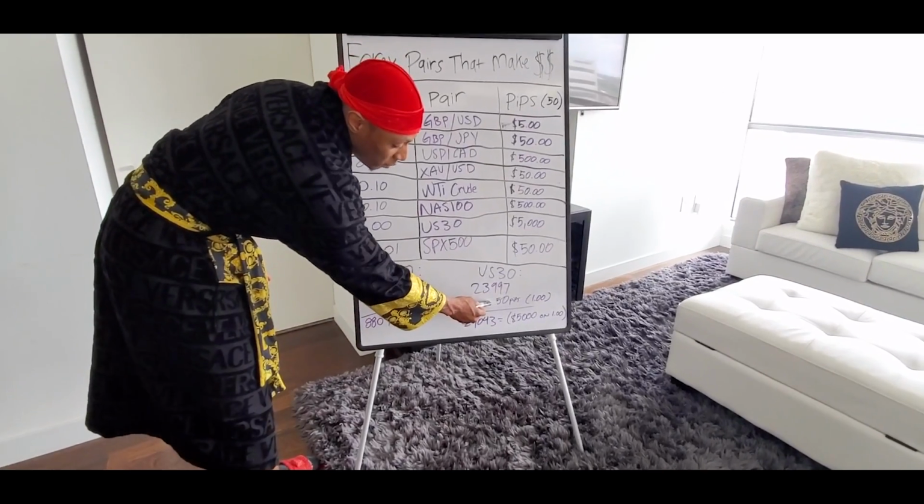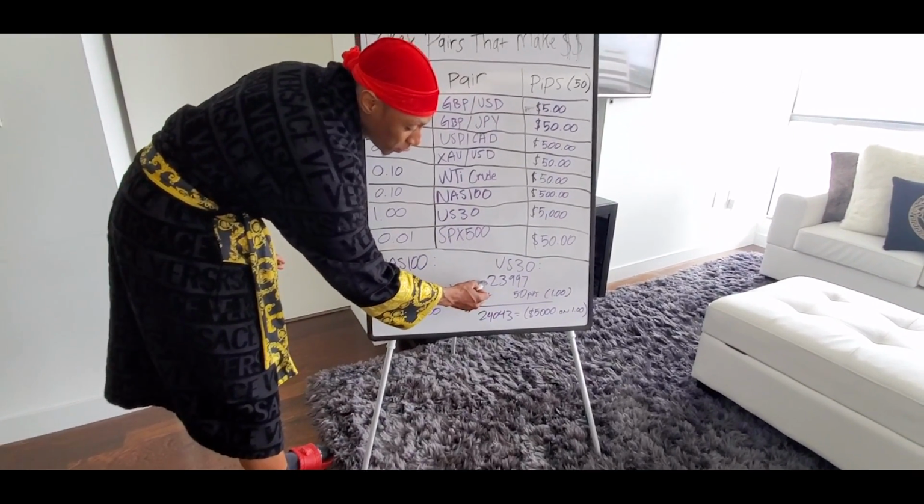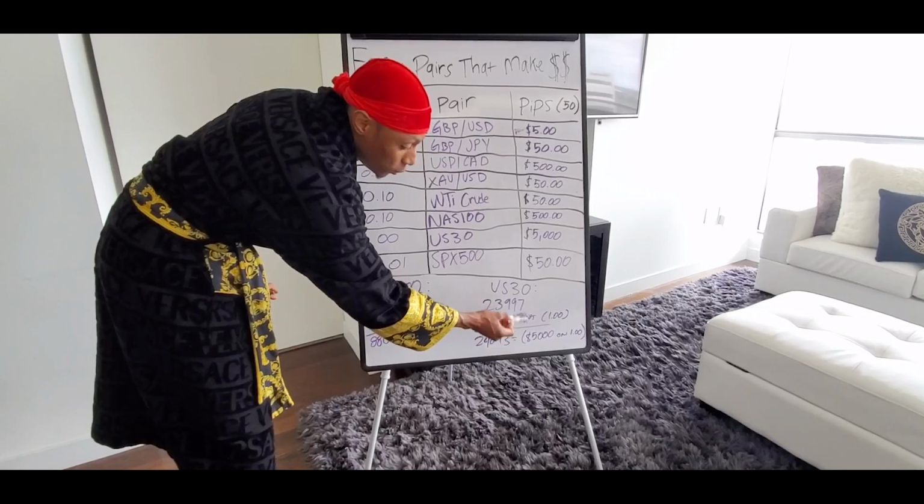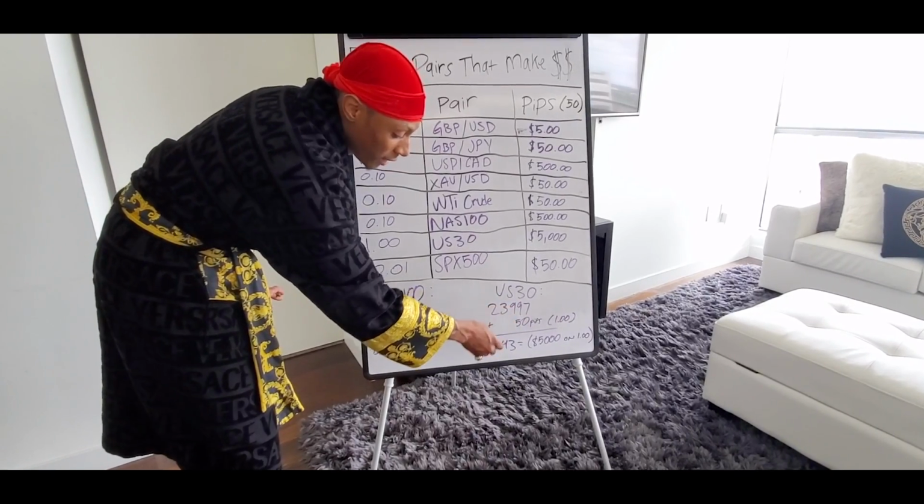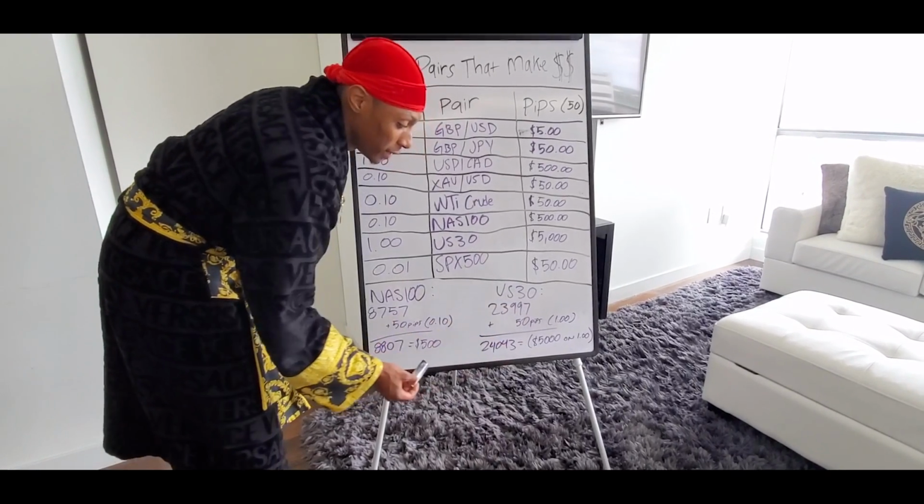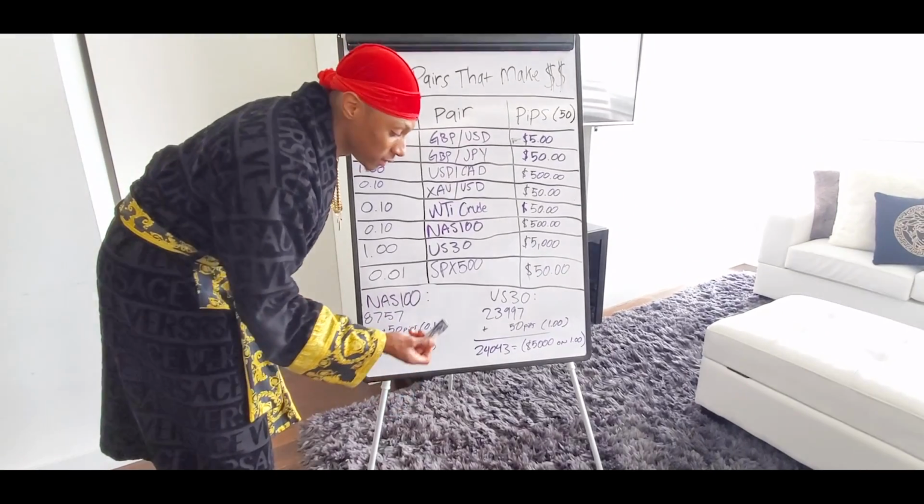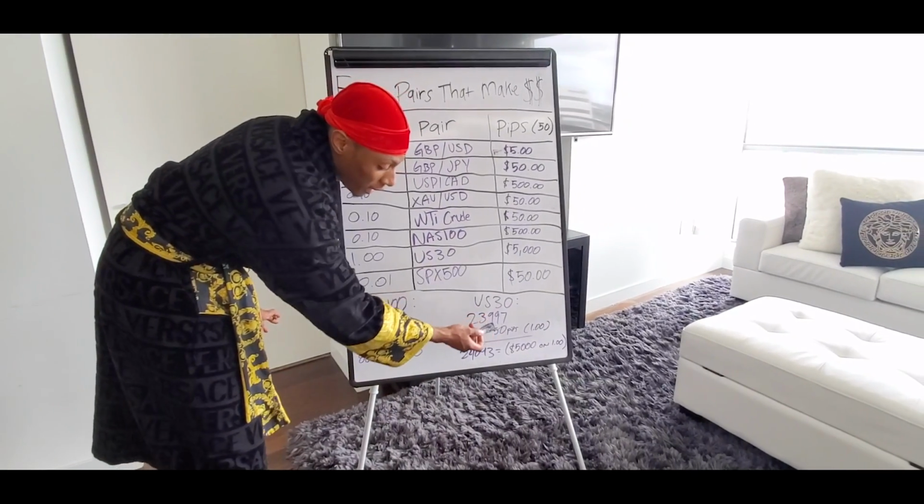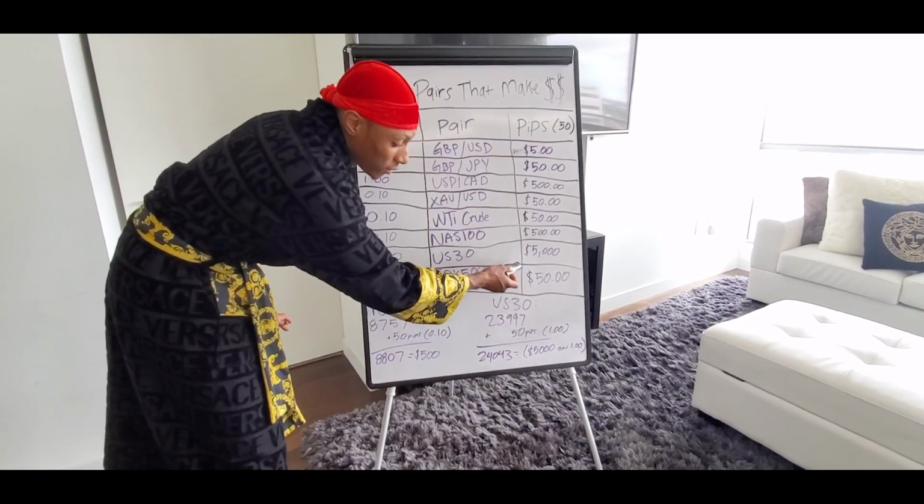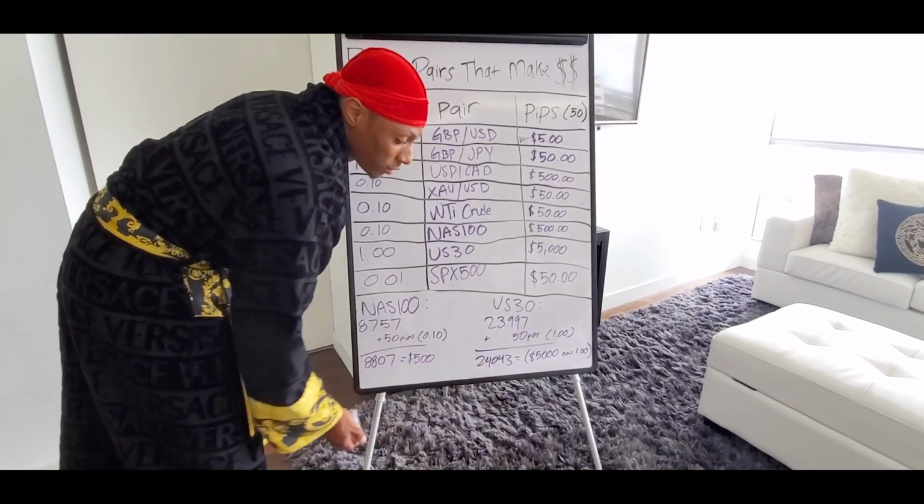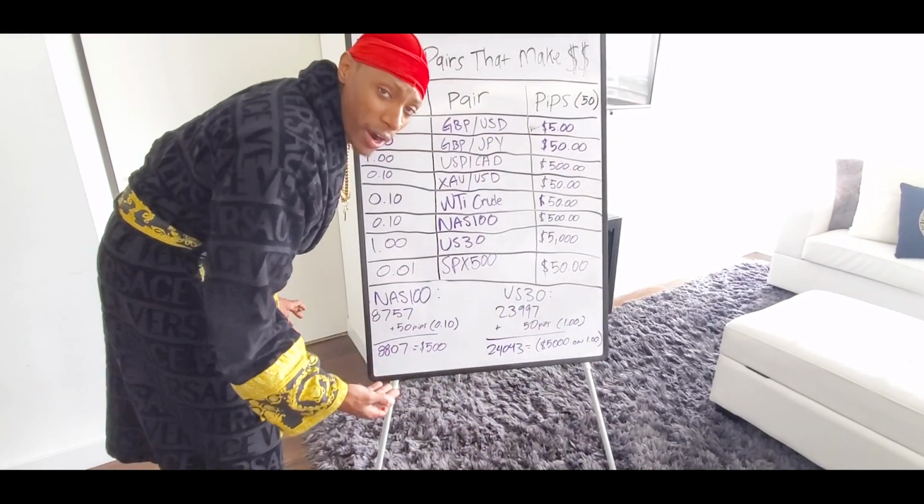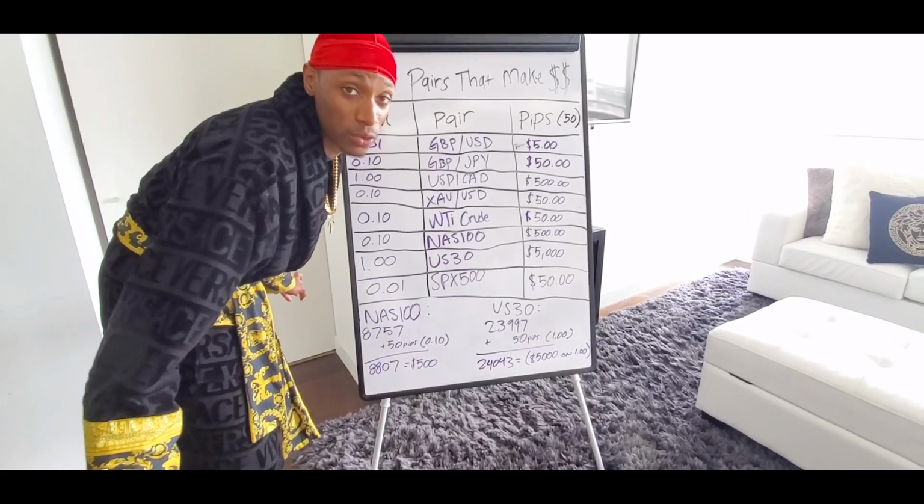So you do 50 pips or 50 points and price is 23,997. You do 50 points on top of that, that's 24,047. Let's say you had a one lot in. That one lot will bring you $5,000 on this little price change right here. Just that little 50 pip price change. All right, you're like, goddamn. But that's just what it is.